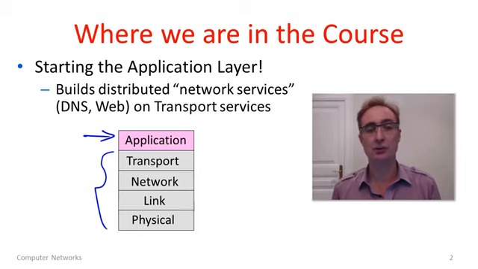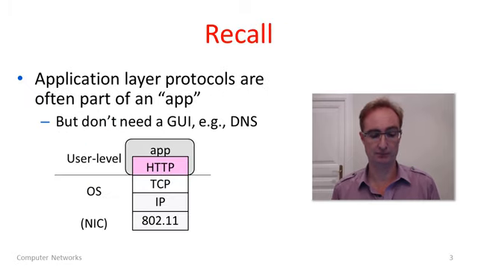So in this unit we're going to learn about some of those applications, focusing mostly on the web, as well as we'll use the domain name system, which translates host names to IP addresses, as an example of an application too. All of these applications are really building distributed network services, you might think of as things that use the network, that is, on top of the services of the transport layer, which we've covered already.